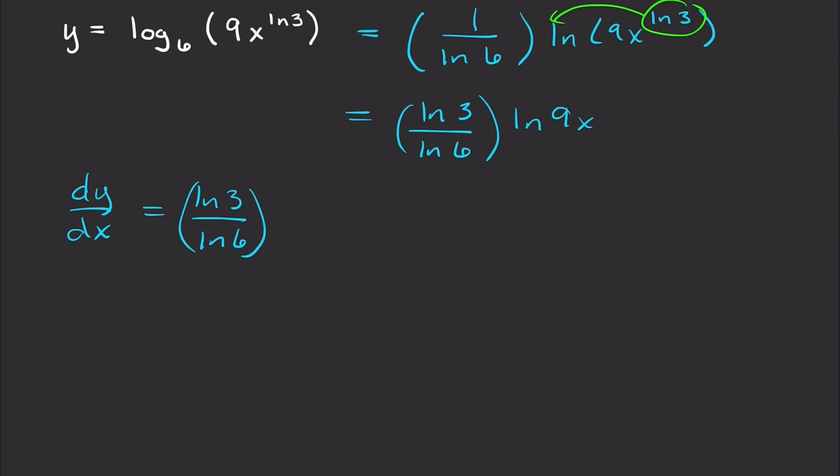And now if we take the derivative, this number out front just stays there. And then we take the derivative of the natural log of 9x, but that's just 1 over x. And so we can write this as the natural log of 3 over x times the natural log of 6.